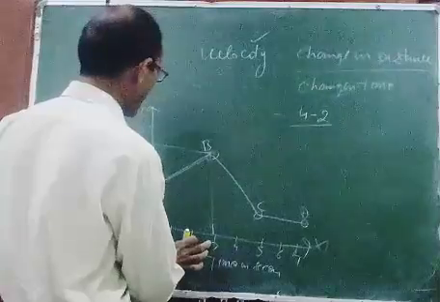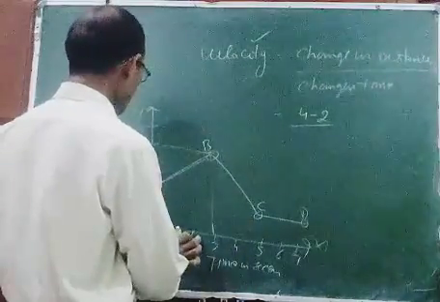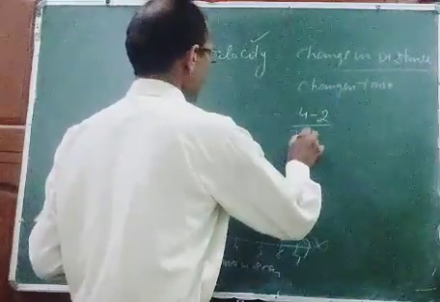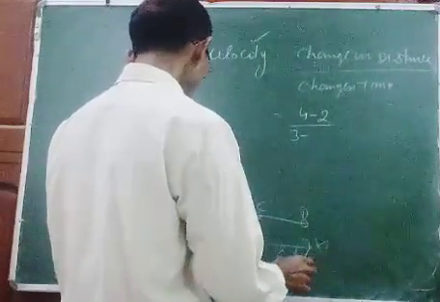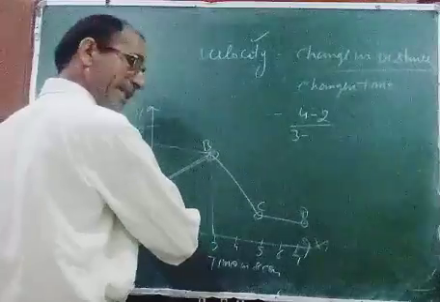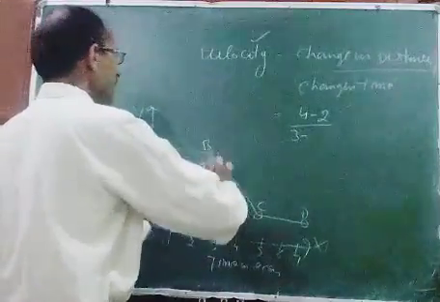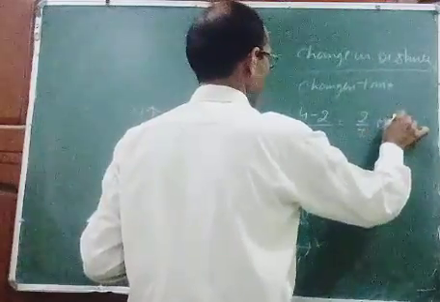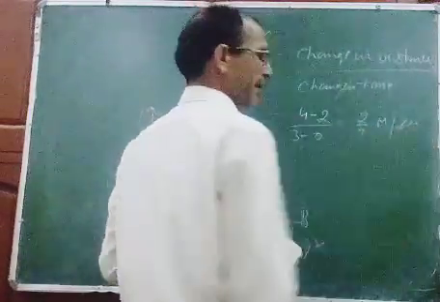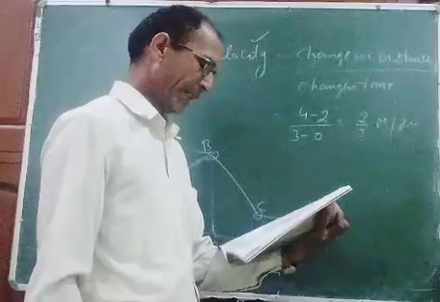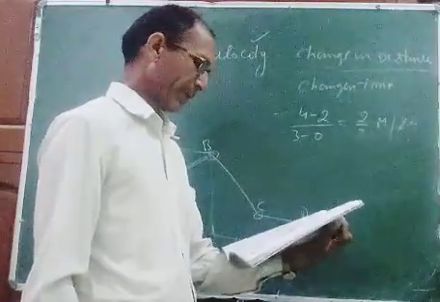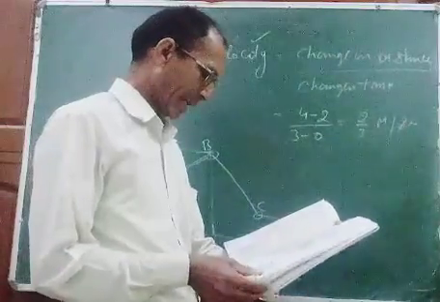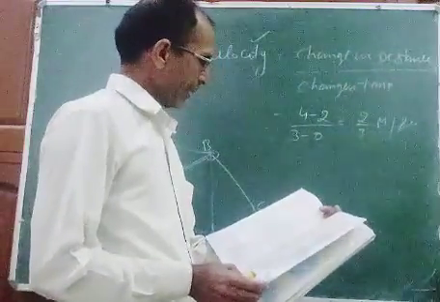Time is represented by this one. So what is the difference in time? It means 3 minus 0, 3 seconds minus 0, because here it is 0 and this is 3. 3 minus 0, so 2 by 3 meter per second. So this is the velocity of this question. So like this you can solve the problems.